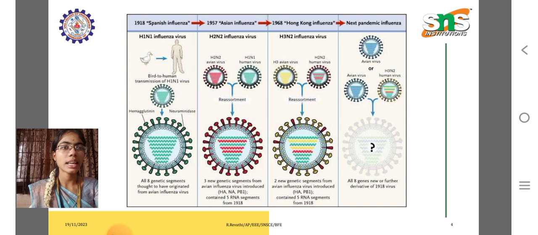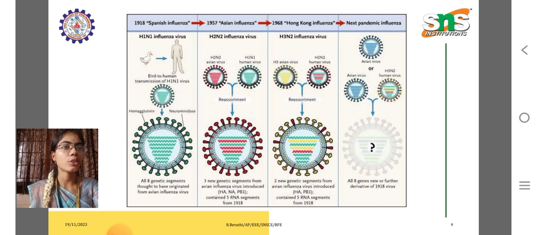In 1968, Hong Kong influenza, which means the H3N2 influenza virus, which is caused by the H3 avian virus and the H2N2 human virus. The combination of these two produces the H3N2 influenza virus. Next, pandemic influenza, which is caused by an avian virus plus the H3N2 virus. All 8 genes are new or further derivatives of the 1918 viruses.